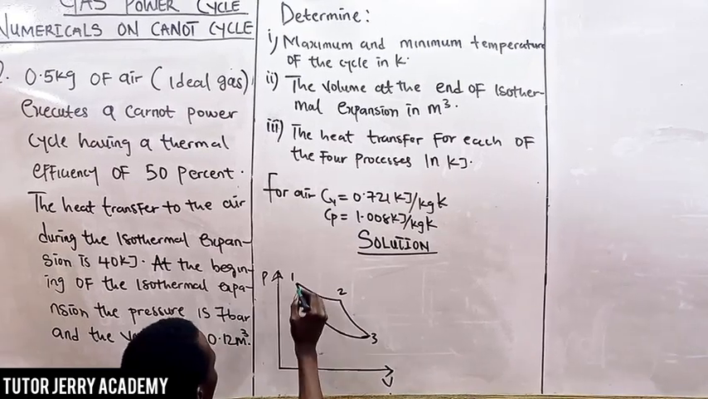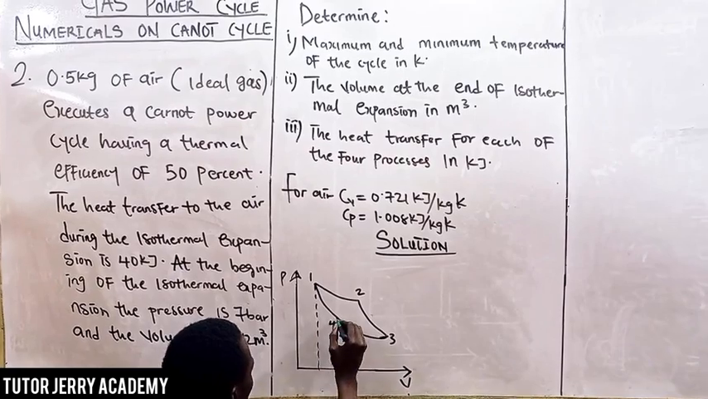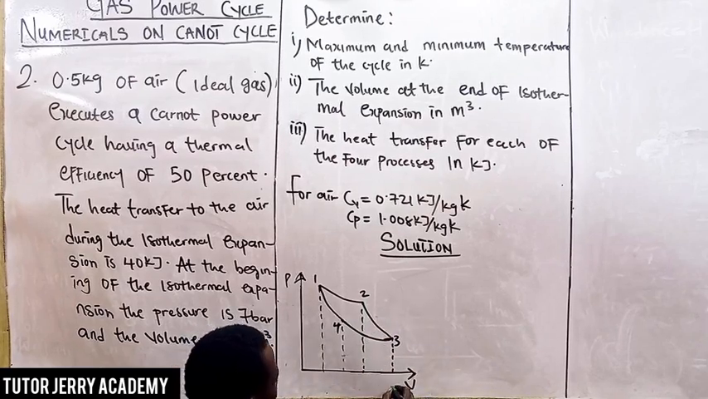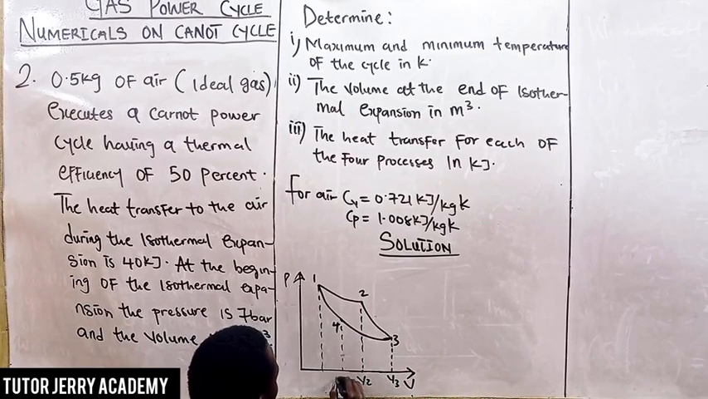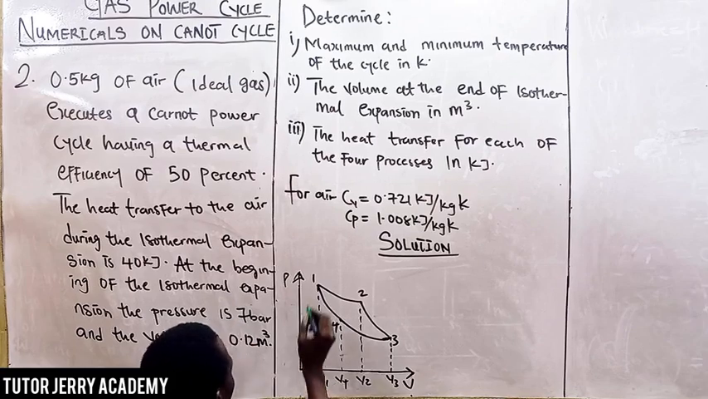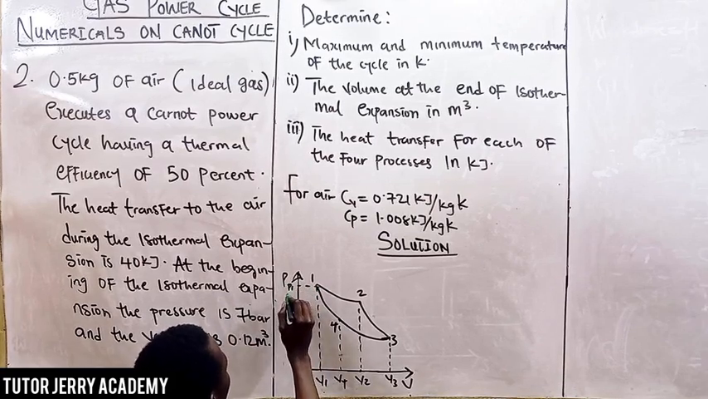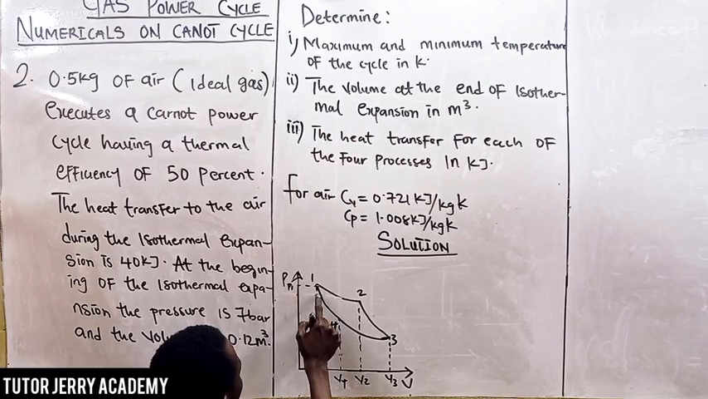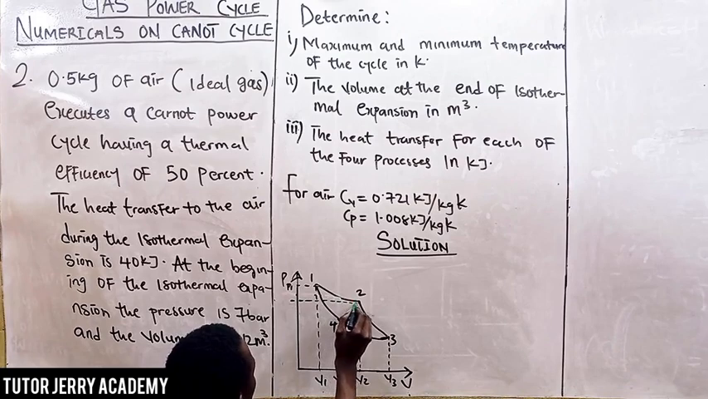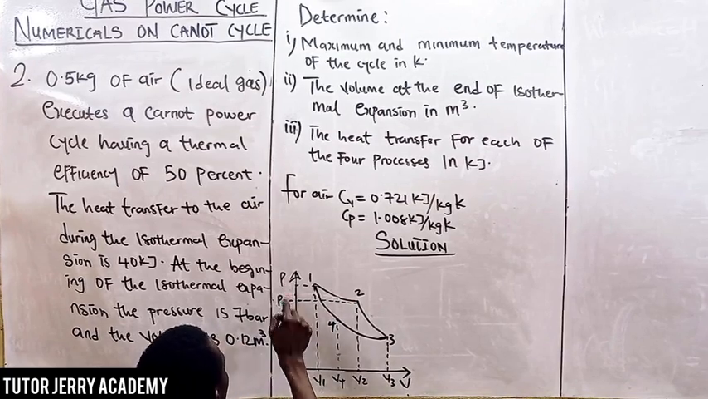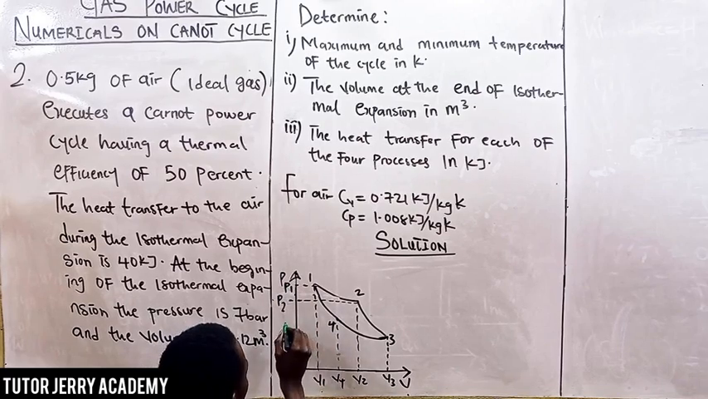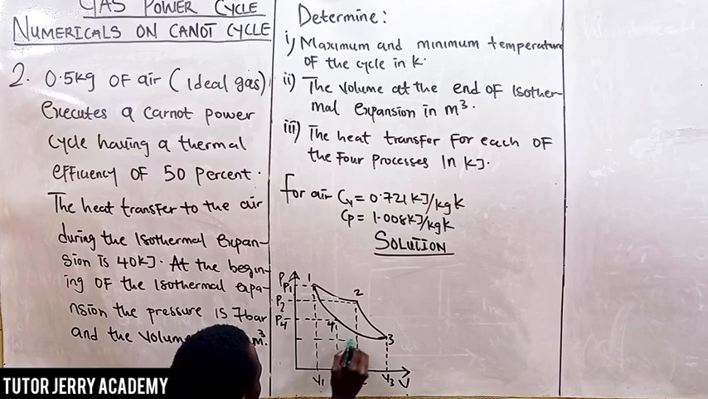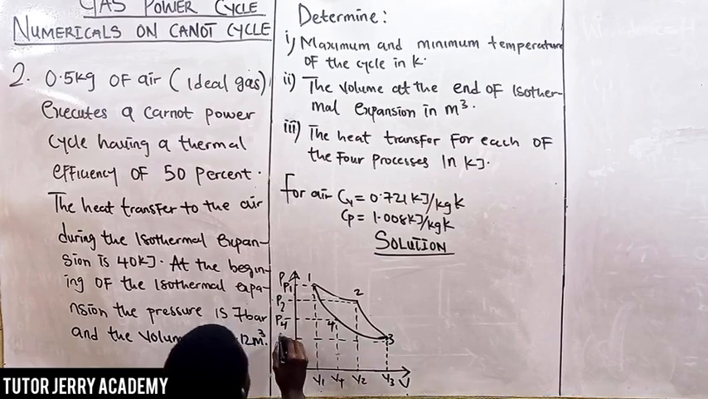Of course, what do you see? I can trace down lines quickly, and my lines here. I will have V3 here, here is V2, here is V4, and here is V1. For my pressure, I'm going to have P1 here. Secondly, I'm going to have P2, of course, P4, and of course, lastly, we have P3.